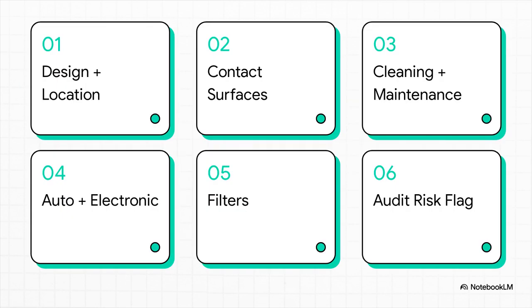To make sure you're fully inspection ready, we're going to systematically work our way through 6 key areas: design and location, contact surfaces, cleaning procedures, automatic systems, filters, and finally, we'll wrap up with audit risks.